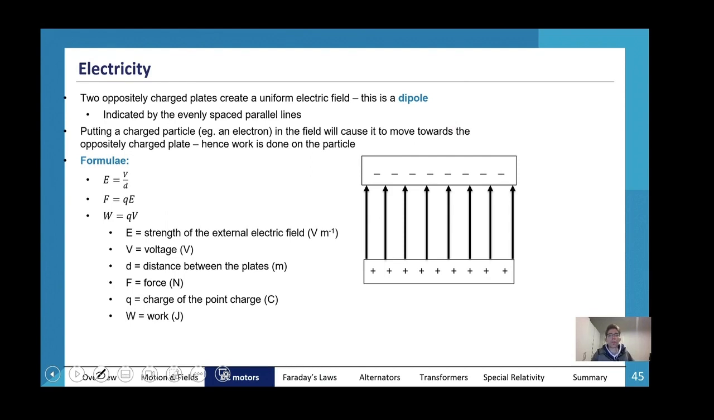Therefore, we call this a uniform field, where the electric field strength is voltage divided by distance, force is equal to Q multiplied by E, and work is charge multiplied by voltage, where E is the strength of the external electric field, V is the voltage, d is the distance between the plates, F is the force in newtons, Q is the charge of the point charge, and W is the work in joules.